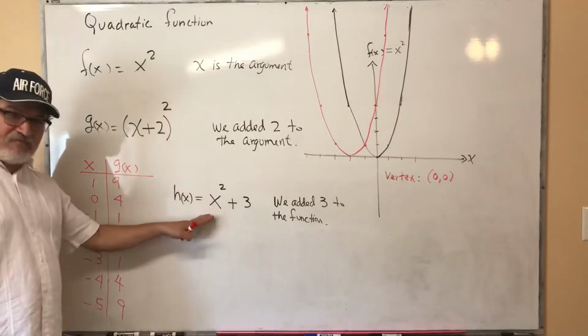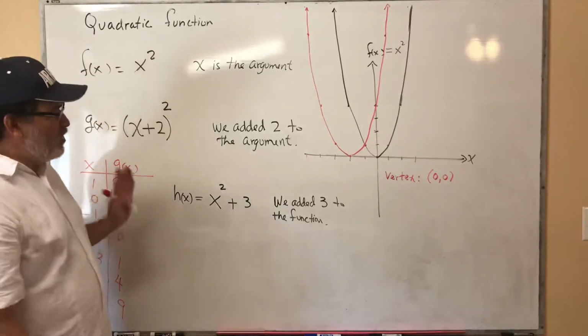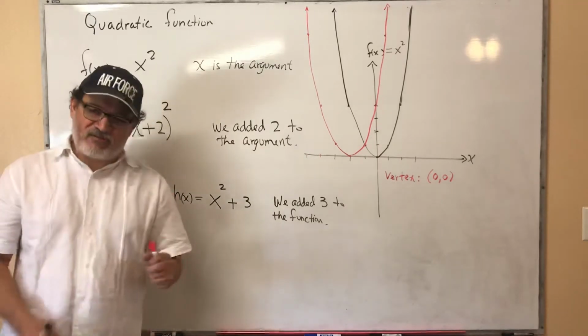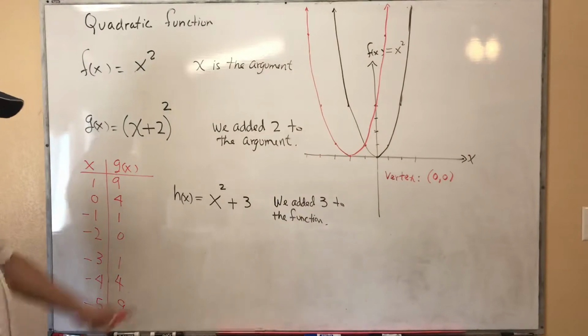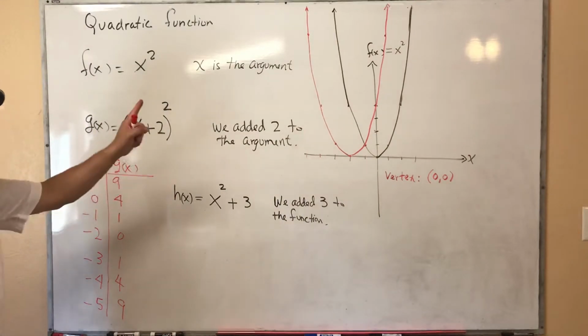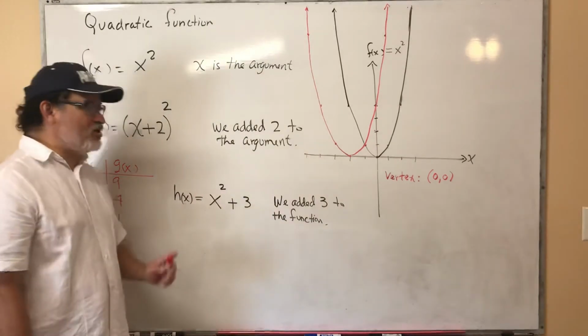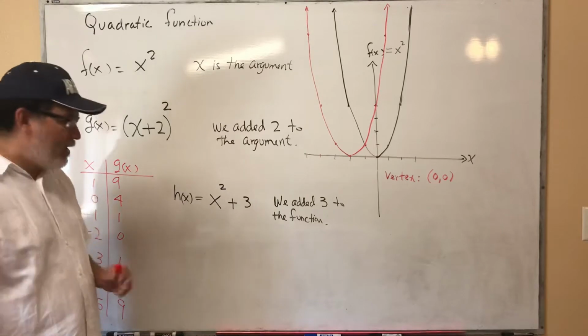If you want to make a table for this, you can. But let me tell you guys, when you add to the function, it's a vertical shift. Okay? It's a vertical shift. So this goes up. So when you add to the function, it's a vertical shift, not in the opposite direction. Let me make a table.